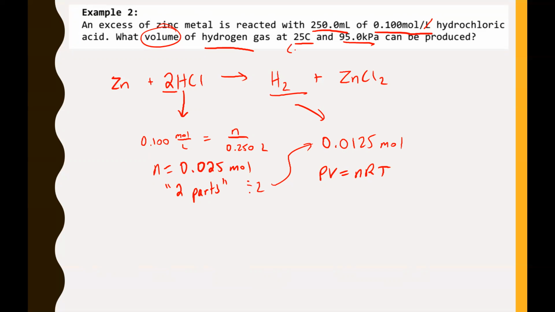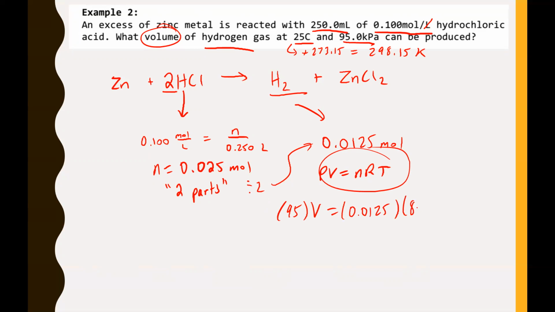And we have a temperature, but the temperature is in Celsius, so you just have to add 273.15 to it, and you're going to find that's 298.15 Kelvin. Long story short, just throw that into PV = nRT. So we've got 95 times V equals n, which is 0.0125 moles, times 8.31, which is always what R is equal to, times 298.15. Really, you just have to multiply all this stuff together and then divide by 95. You're going to find that V is going to equal, at least as far as I got, with 2 sig digs here, 0.33 liters.